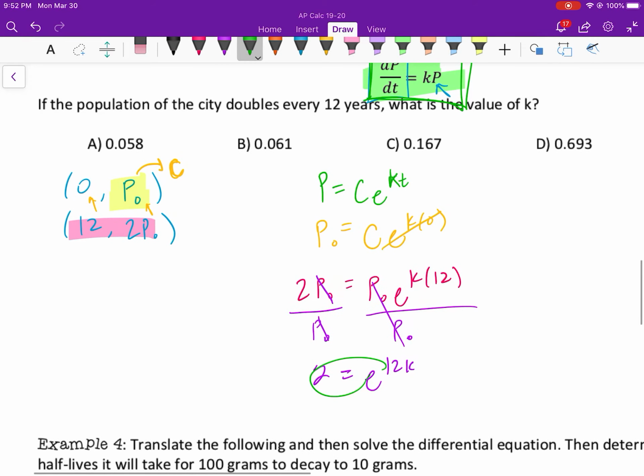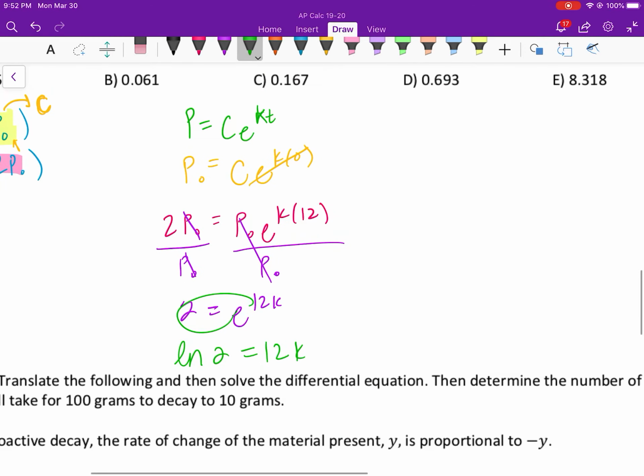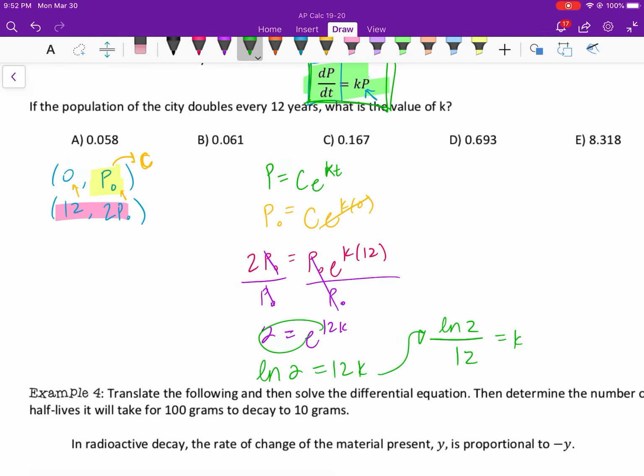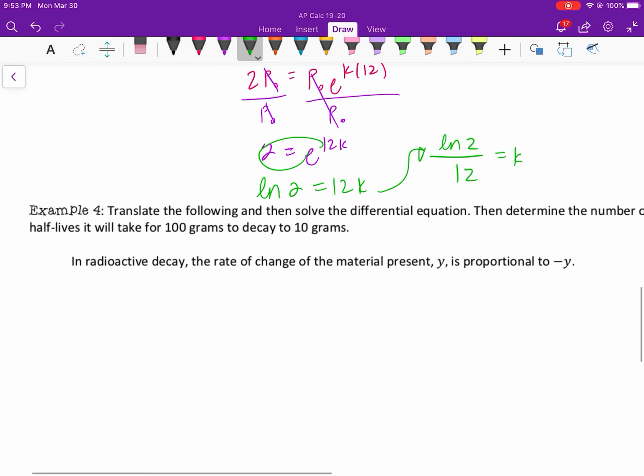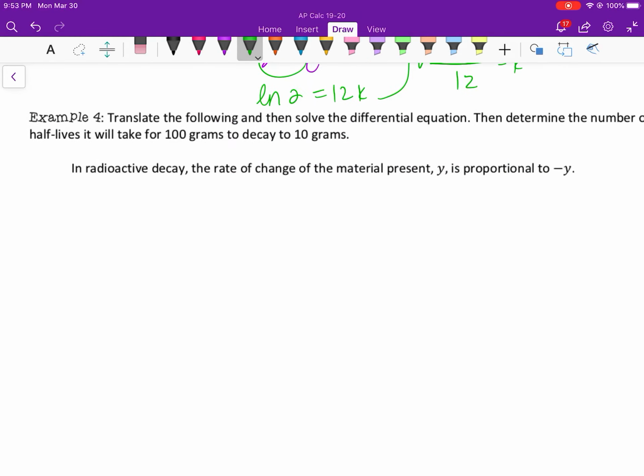As we solve for k, we just need to take the log, right? So then log base e of 2 is going to equal 12k. Finally, to get k by itself, divide both sides by 12. Natural log of 2, all divided by 12, is going to give us our k value. We plug it into our calculator and find that it is closest to answer A.